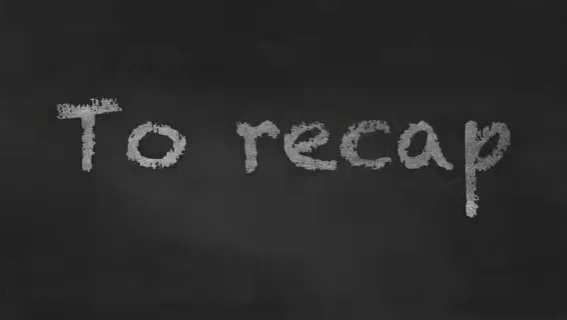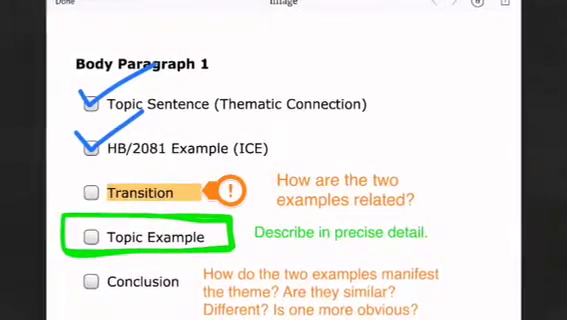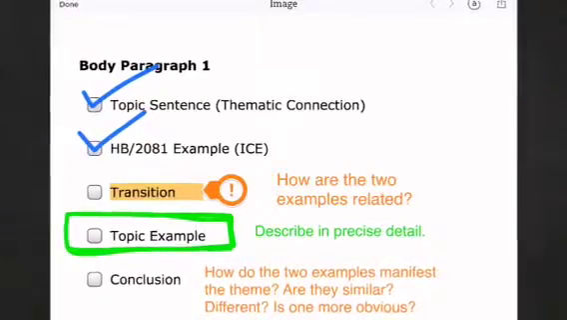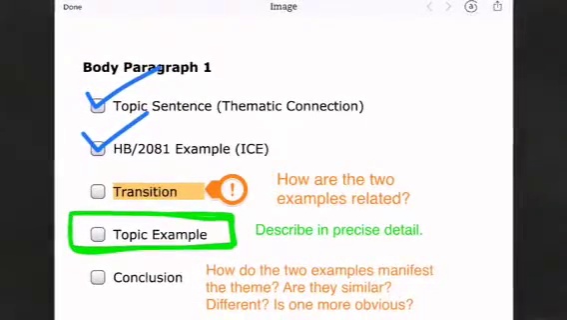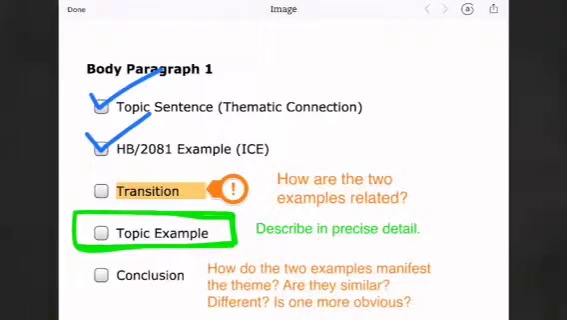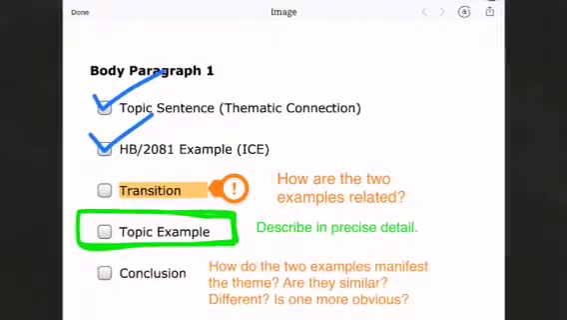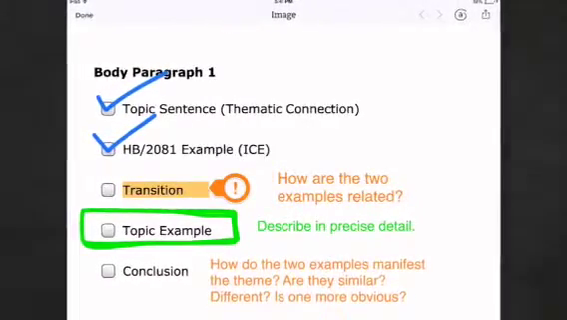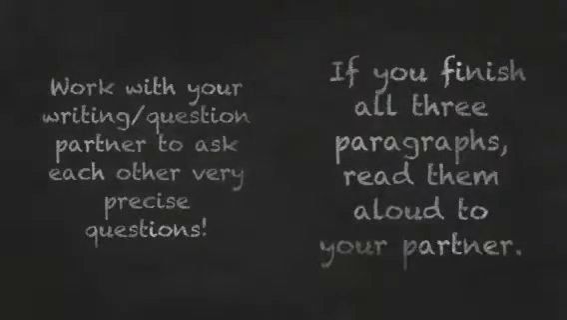And now, to recap what you are doing today. First, you will describe the example from your topic in precise detail. Second, you will work on your transition and talk about how the two examples are related. And lastly, you will write a conclusion sentence. Throughout the writing process today, make sure to work with your writing or question partner to ask each other very precise questions. If you finish all 3 paragraphs, read them aloud to your partner.